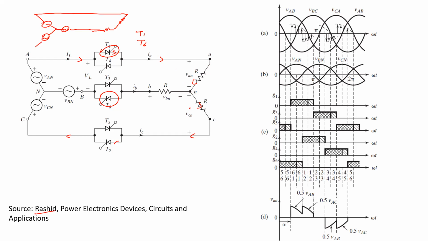Across here, T1 is conducting this way, and using T6 the circuit is completed. So these are the phases. This one is VAN, this one is VBN, and this is capital VAN, this is capital VBN. If you consider this circuit, the voltage between these 2 points is VAB. I hope everybody understands. This is the line voltage.